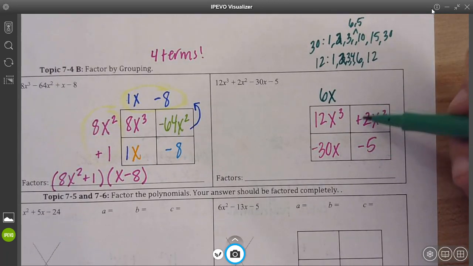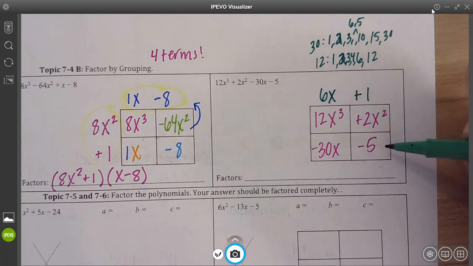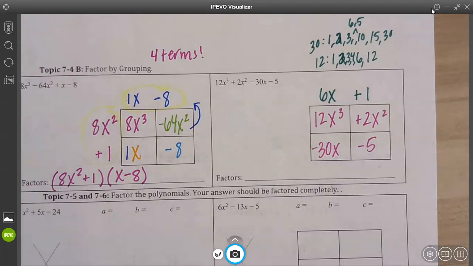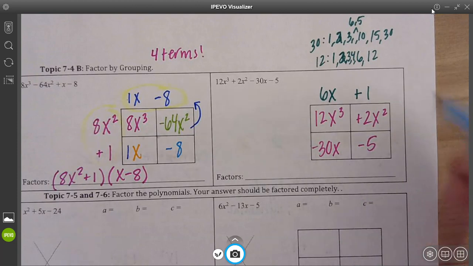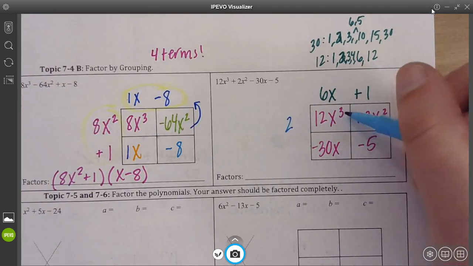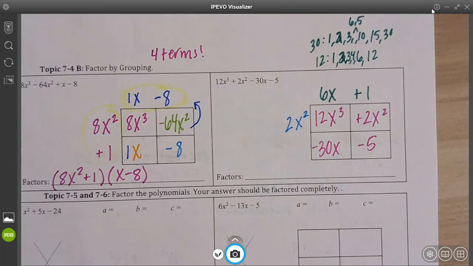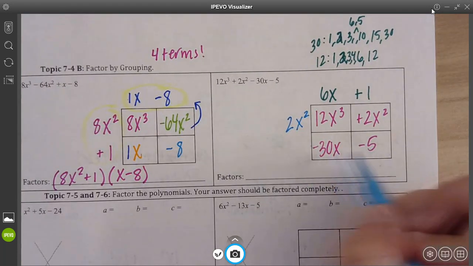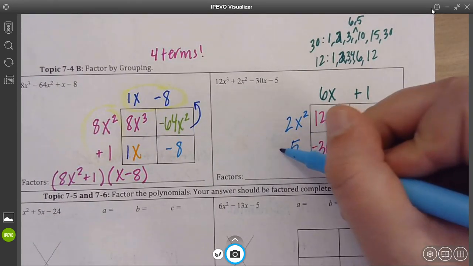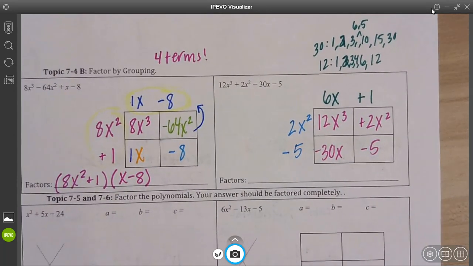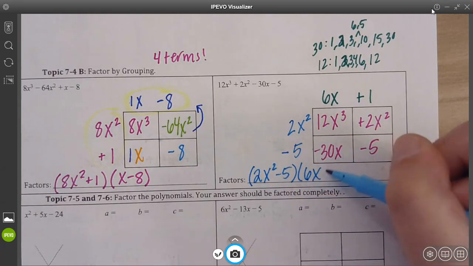Do 2 and negative 5 have any common factors? They do not, so it just turns into a 1. X squared, and there's not an x here, so it's just going to be an x. And we'll do the same thing with our rows. 12x cubed and 2x squared. Well, 12 and 2 share a 2. X cubed and x squared share an x, and we take the smaller of the two exponents. They share 2x squared. And then negative 30 and negative 5 share a 5, and because the box closest to it is negative, that 5 is going to become a negative 5. So we can write our answer as 2x squared minus 5 times 6x plus 1.